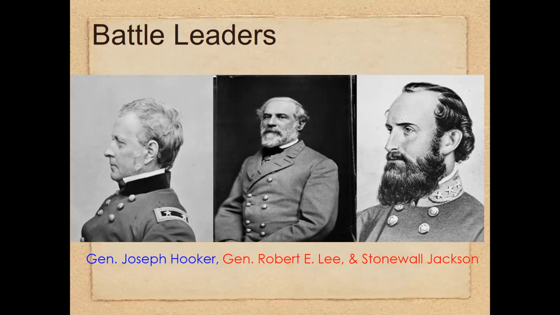Hooker was recently appointed commander of the Army of the Potomac. He resigns a month after this battle, so it tells you how good this one goes. Lee is kind of head in command, and Stonewall Jackson is also going to be present, and the drama for today is going to involve Stonewall Jackson, so we'll hear what happens.